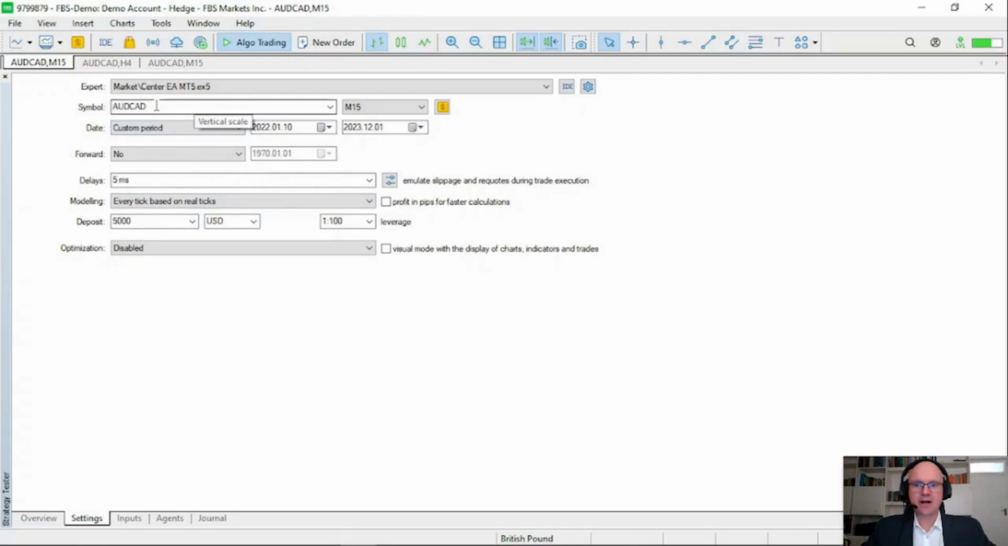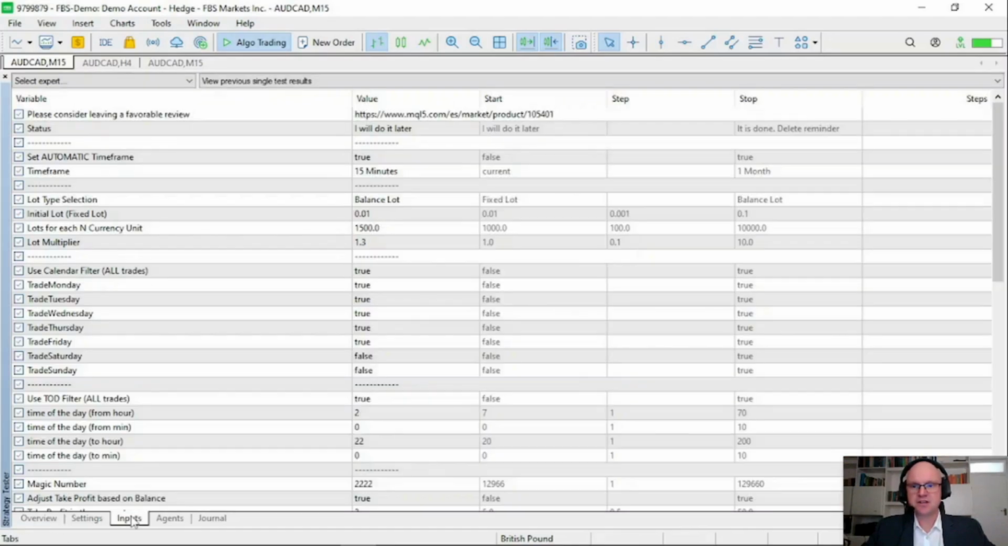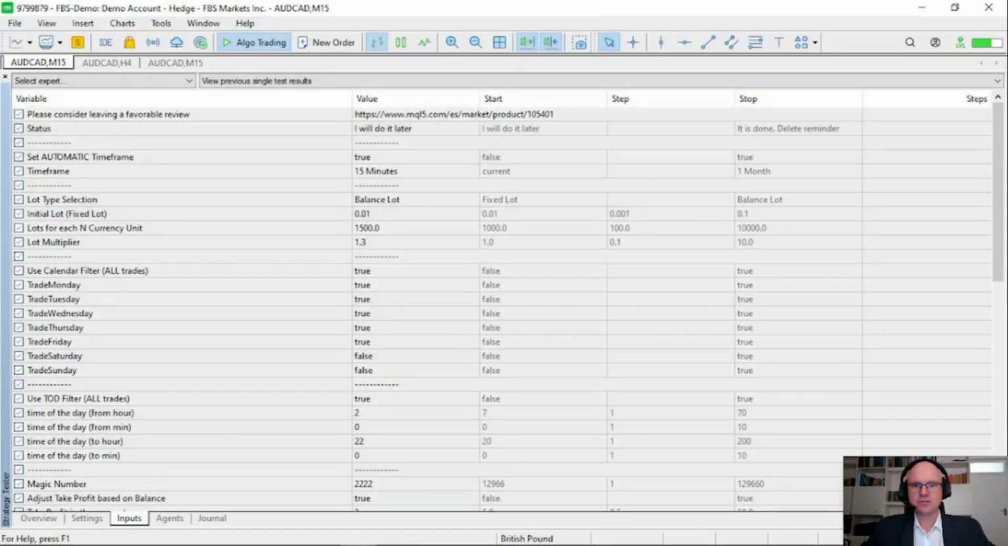Now, the symbol that I'll be testing against is the AUDCAD. So I took a combination of the USDCAD set file and the AUDUSD set file and built my very own. This was from the 10th of January 2022 until the 1st of December 2023. And for this example, I'll be using a deposit of 5,000 and every tick based on real tick.